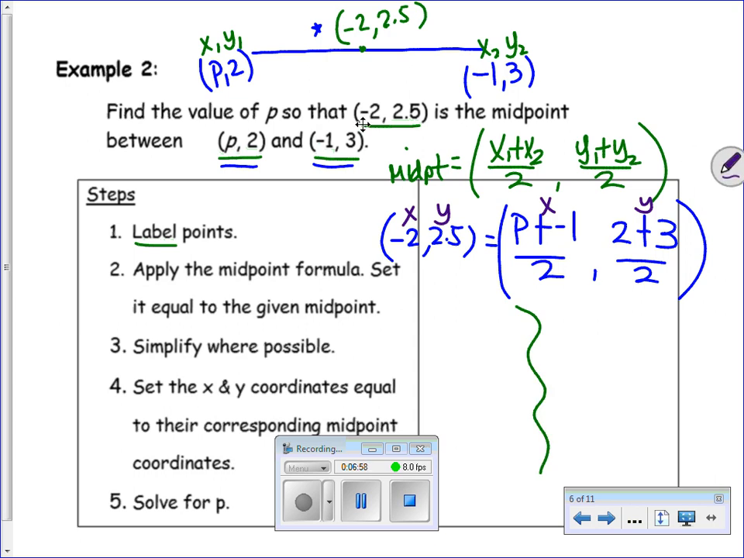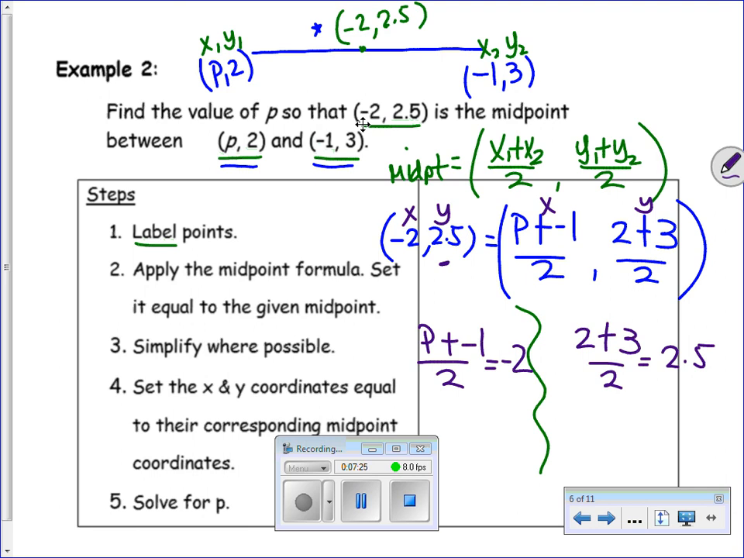So when I do that, my x values have p plus negative 1 divided by 2. I know it's going to be equal to whatever the x value is in my answer, which is negative 2. The same thing with the y values. I have 2 plus 3 divided by 2 is going to be equal to whatever I have in my answer for that y value, which is 2.5.